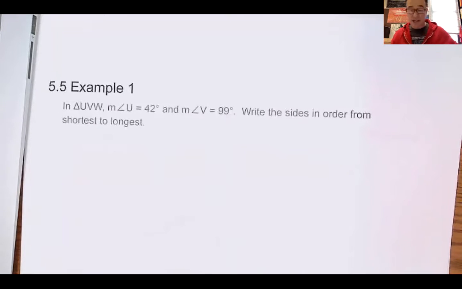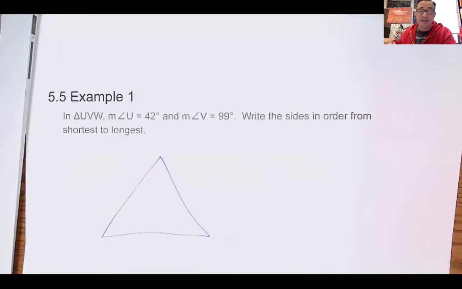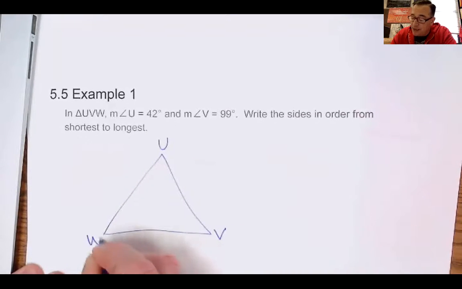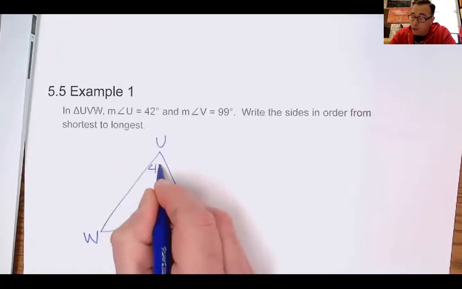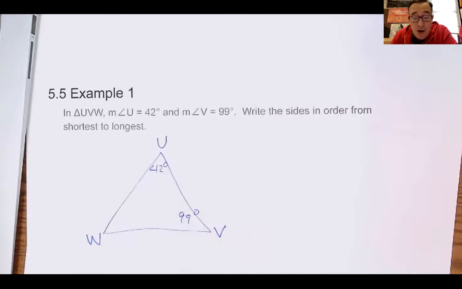So when you're doing this, it doesn't even matter what it looks like. I just need to make a triangle. See that? I guarantee, this says 99. One of these is already an obtuse angle. I don't care. U, V, W. This is 42. This is 99. Does that look like 99 to you? No, because it's an acute angle and that can't be right.